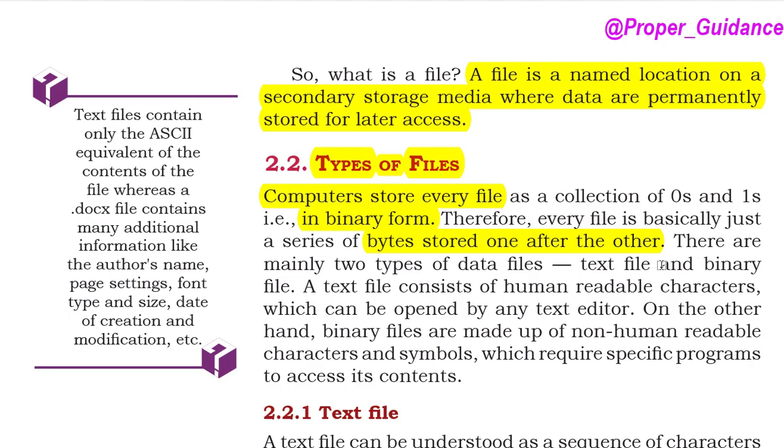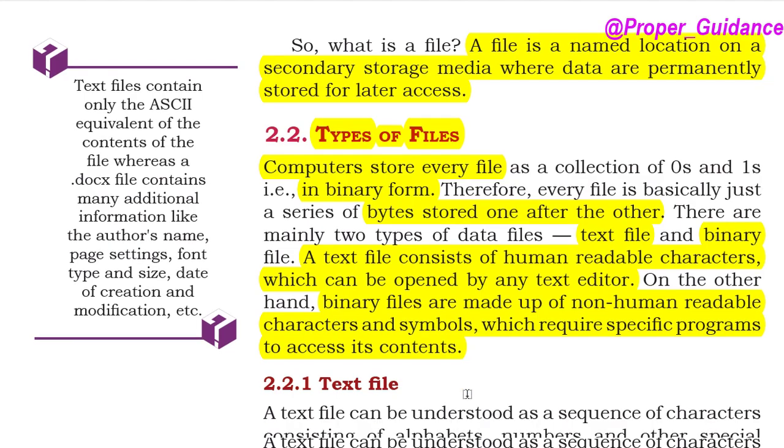There are mainly two types of data files: text file and binary file. A text file consists of human readable characters which can be opened by any text editor. On the other hand, binary files are made up of non-human readable characters and symbols which require specific programs to access their contents. Okay. So, this is the concept of types of files. One is text file, another is binary file. Text file is easily readable by humans, and binary file is just symbols and characters. This is non-human readable.